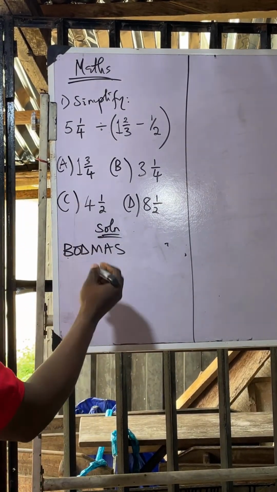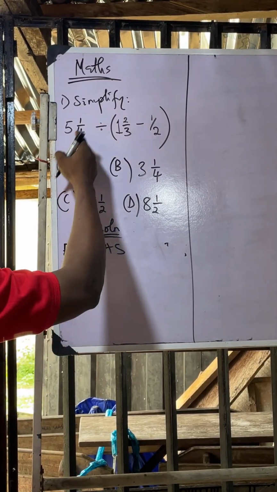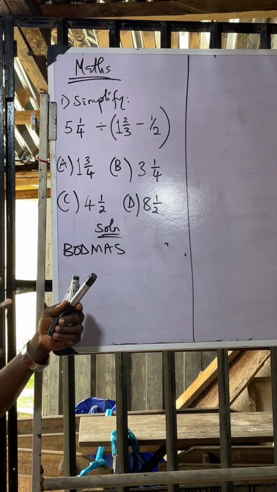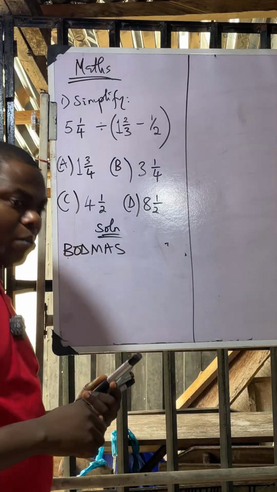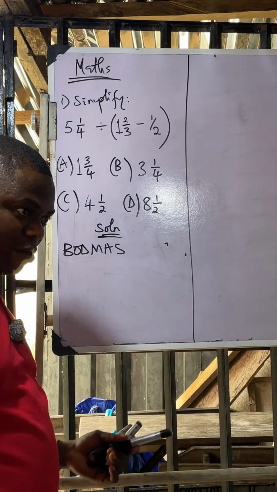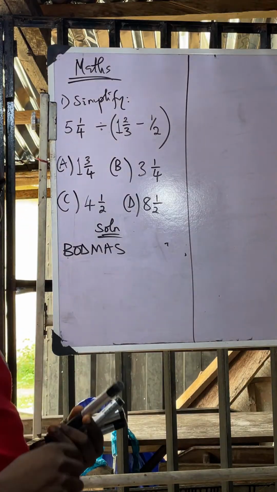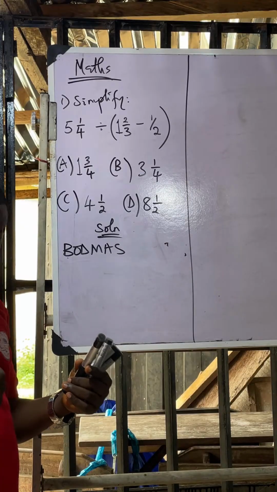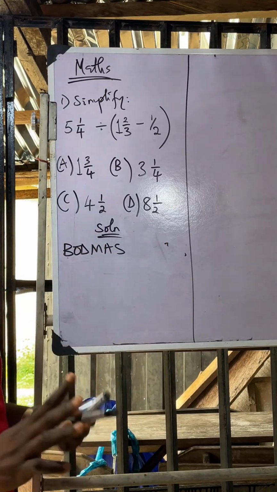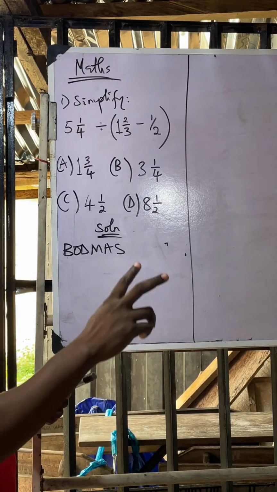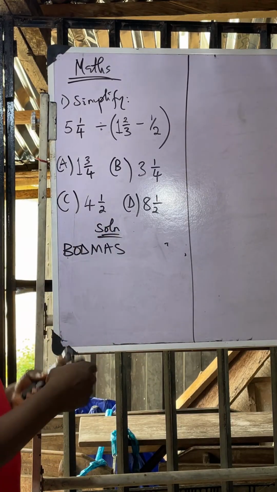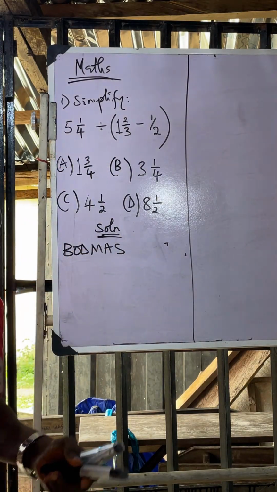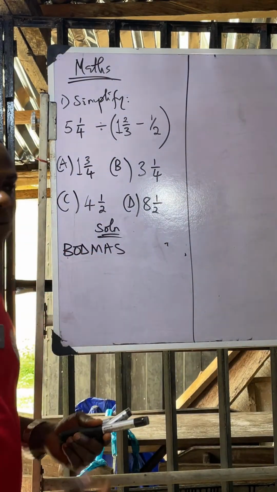Using the concept of BODMAS, firstly, we have 5 whole number 1 over 4. Let's convert it. I told you we have how many types of fractions? 3. We have basically 2, but one can be converted to another form. We have proper fraction, and a fraction is said to be proper when the numerator is less than the denominator. It is improper when the numerator is greater than the denominator. Do you understand? So with that now, let's convert it. The improper fraction leads us to mixed fractions.